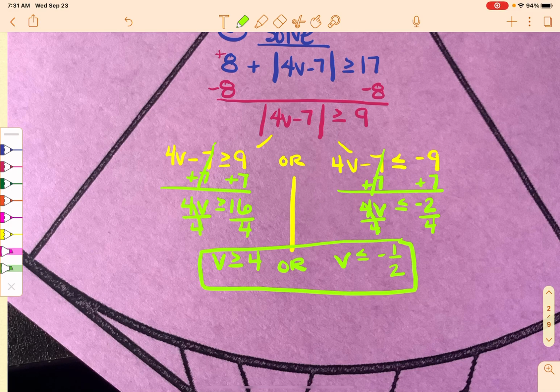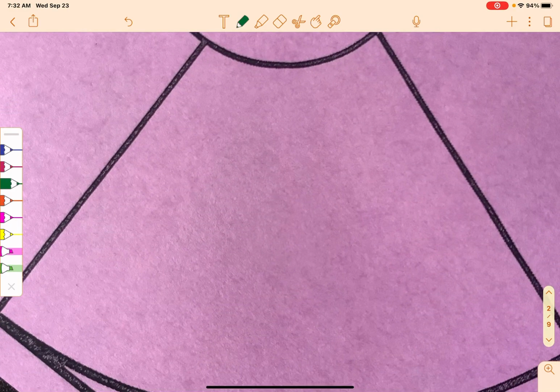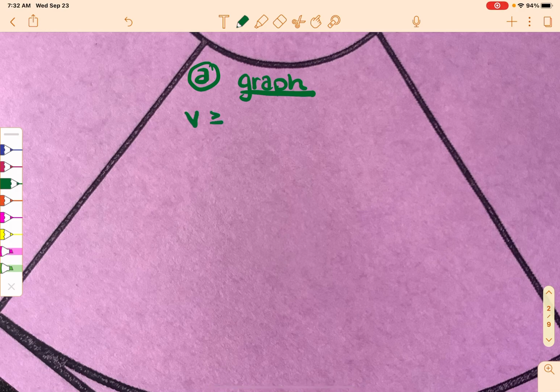Okay, now, before I move over to the next one to graph, remember, I'm going to take this part with me. So I'm going to go to the next one and mark it A and then graph. And then here are my two inequalities. V is greater than or equal to 4, or V is less than or equal to -1/2. And those are the ones I'm going to graph.